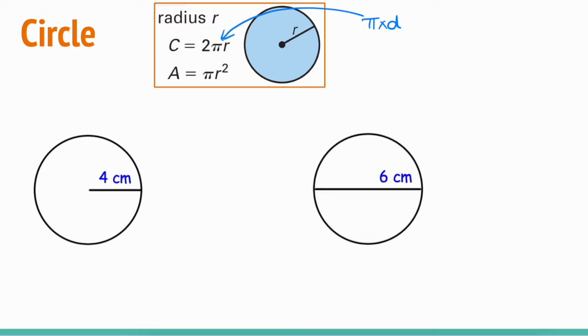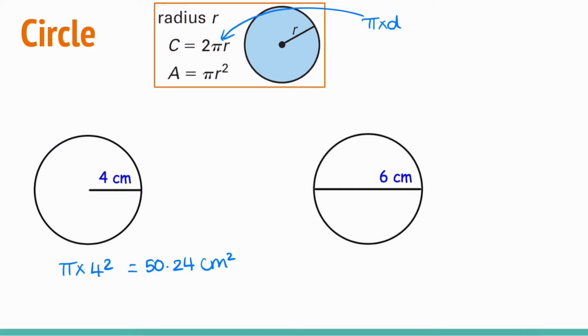So for the first one, if we're trying to find the area of this circle, then the radius here is 4, so it's pi times 4 squared. In your calculator, you should really make sure that you're using that pi button and you're timesing it by 4 squared, which gives us 50.24 centimeters squared.